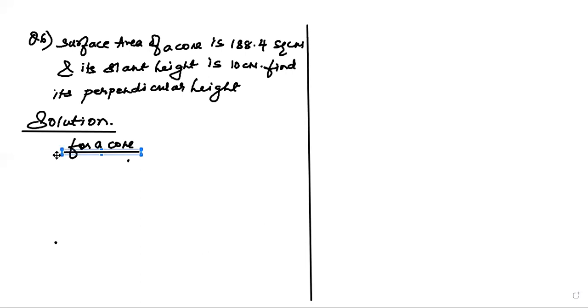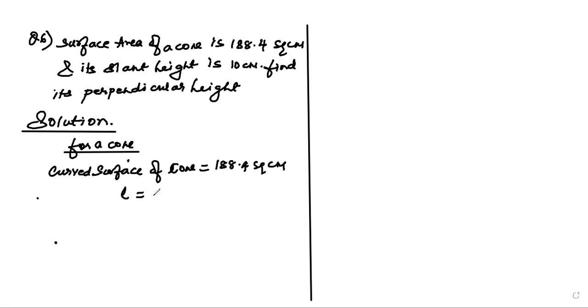So there are two surfaces, children, curved surface area and total surface area. But this is curved surface area. Okay, they have given the curved surface area. So curved surface area equal, how much is given, children? Curved surface area for cone equal 188.4 square centimeter. Slant height L equal 10 centimeter.